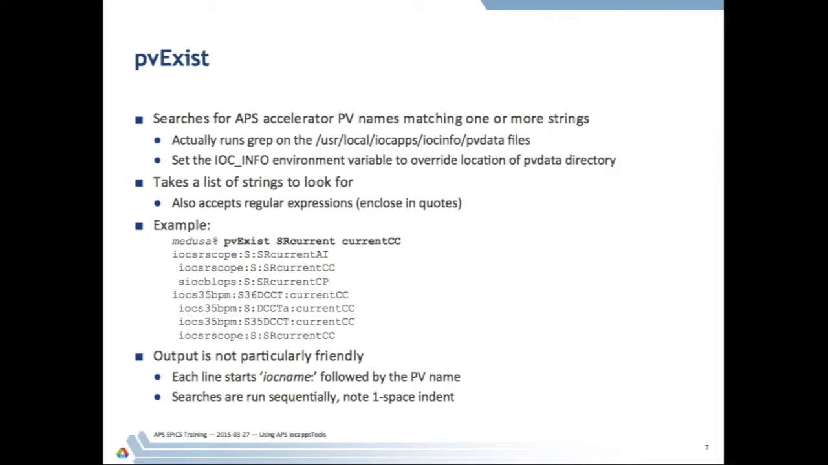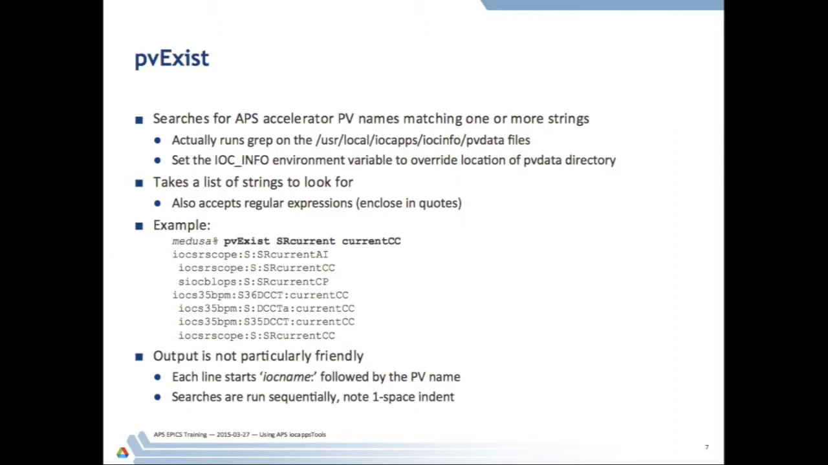You probably want to put those inside quotes, so the shell doesn't change the things you're looking for, but so that you can actually look for some fairly complex things. It's basically running grep underneath. So, for example, here if I'm running pvexist and asking it for storage ring current or current CC, and I know somewhere in there is the list, some of the PVs that I might be looking for.